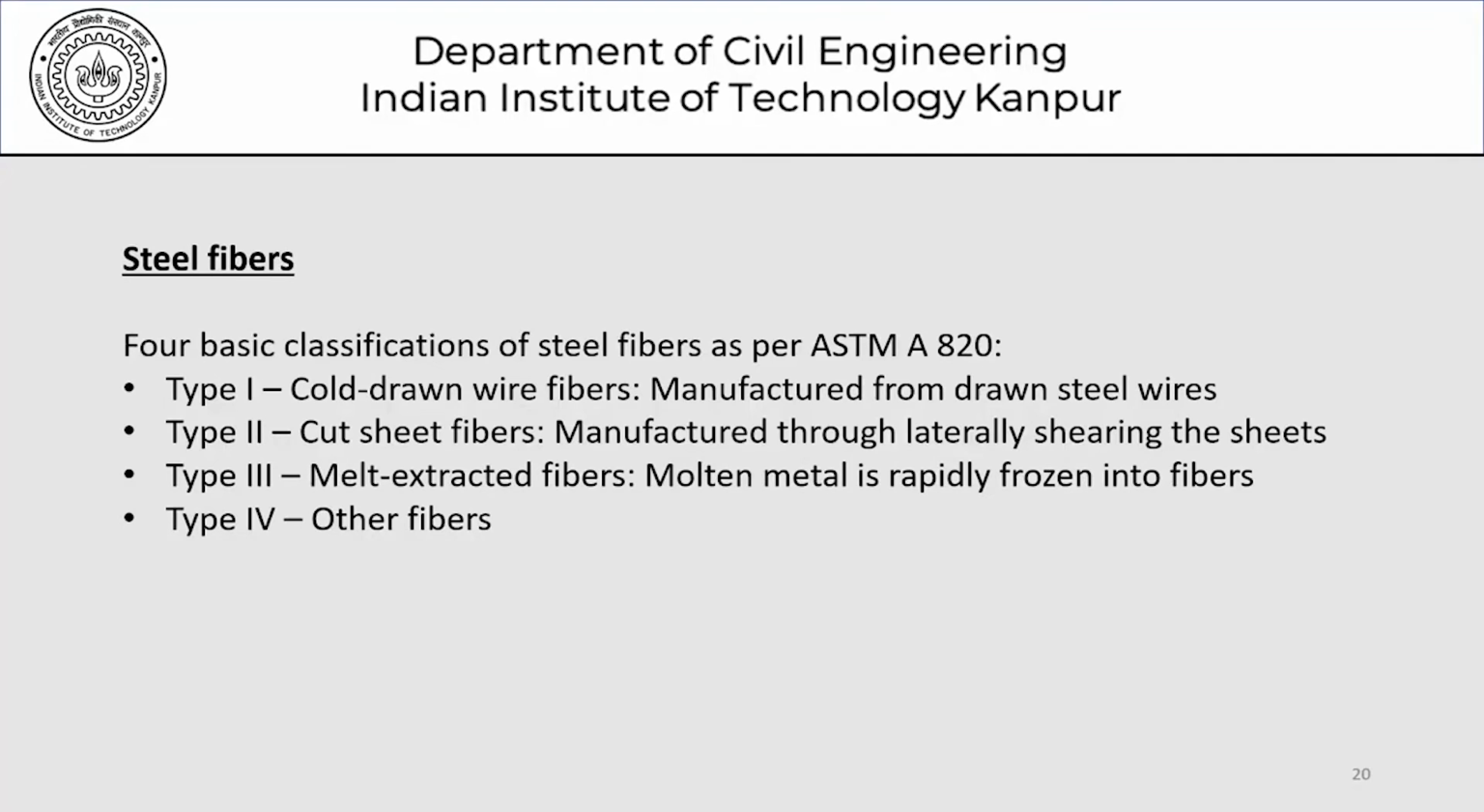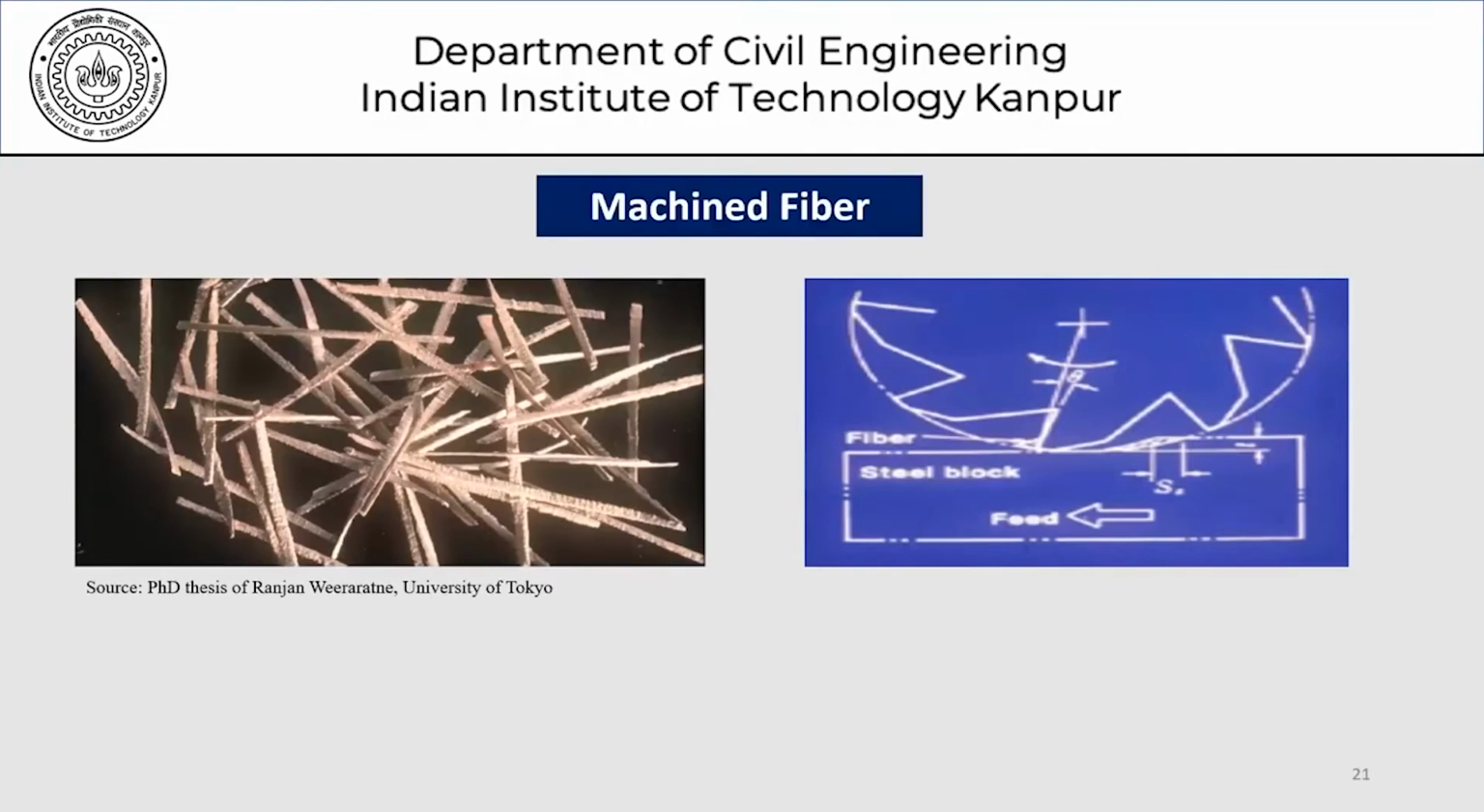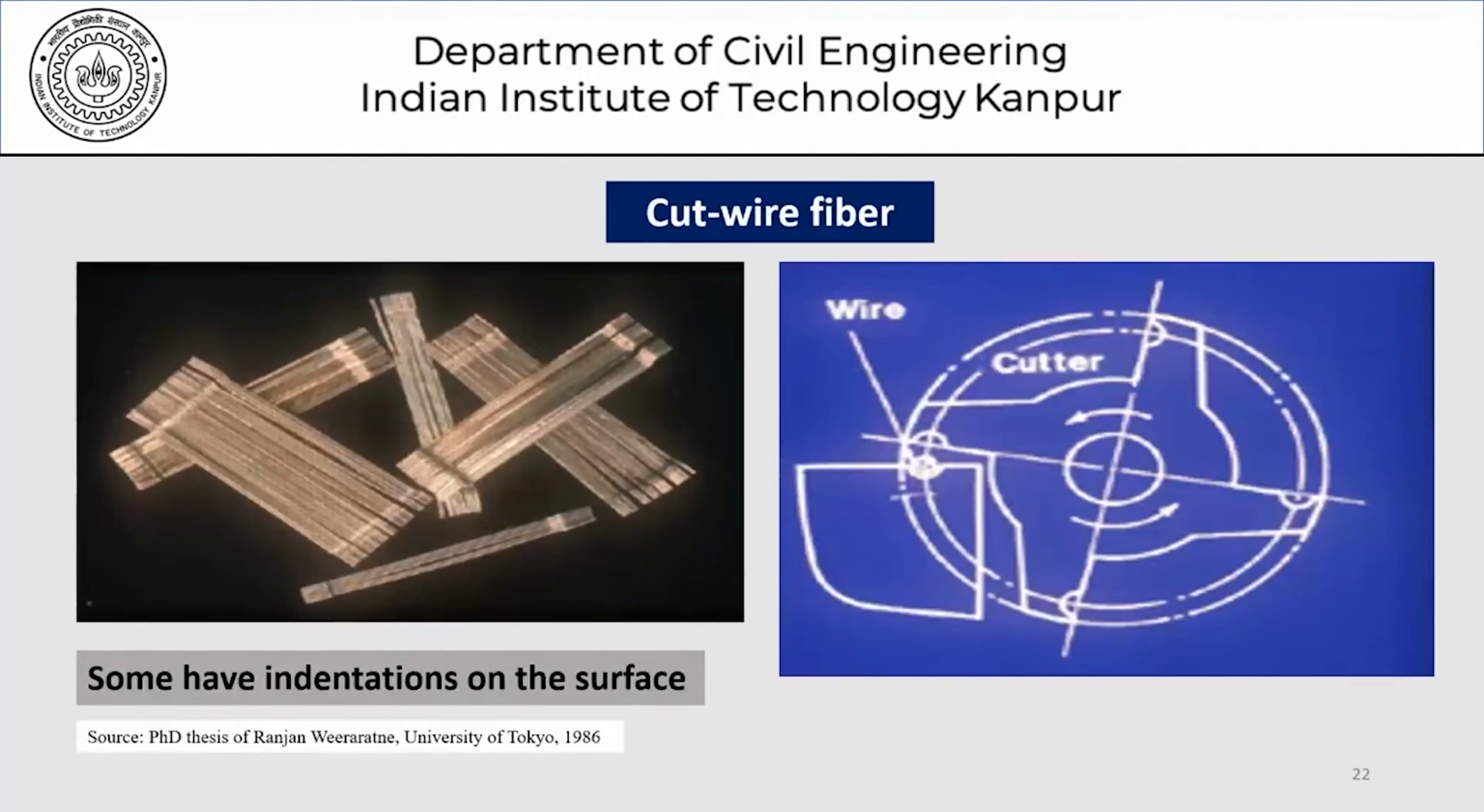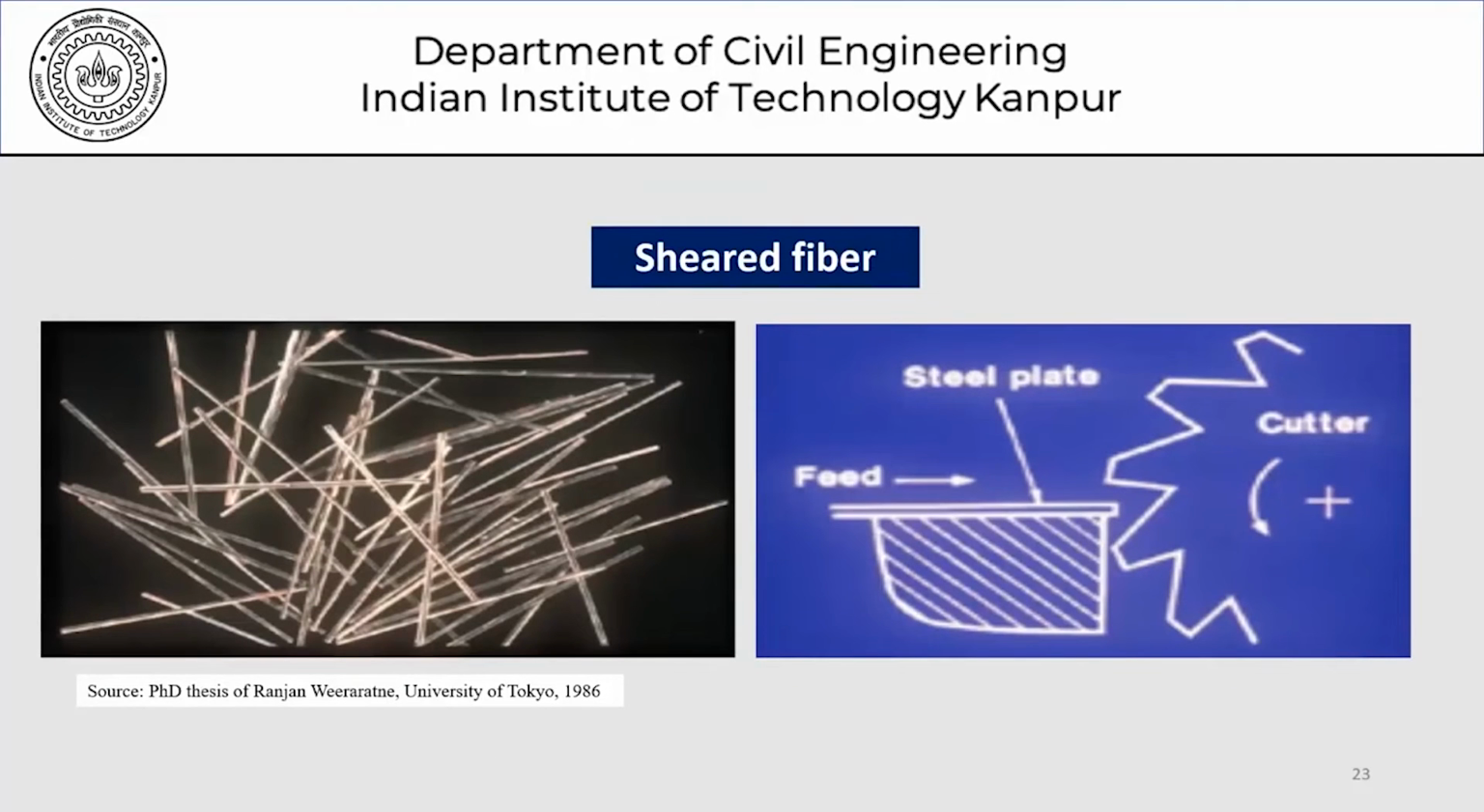Type 1 fibers are cold drawn wire fibers manufactured from drawn steel wires. Cut fibers or cut sheet fibers are those manufactured from laterally shearing the sheets. Melt extracted fibers are where molten metal is rapidly frozen into fibers, and then of course there can be any other method of manufacture which would give you the type 4 steel fibers as far as ASTM A820 is concerned. This here shows you a picture of machined fibers. This one here is a picture of cut wire fibers and then sheared fibers. So these are some of the pictures that I've showed you for steel fibers.